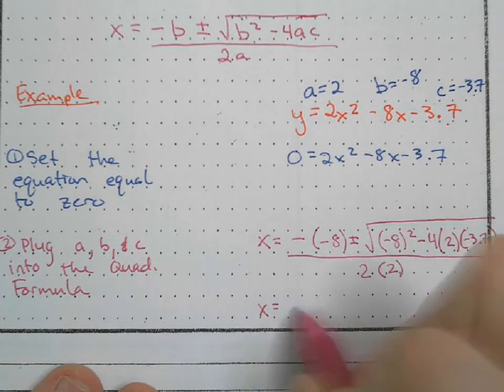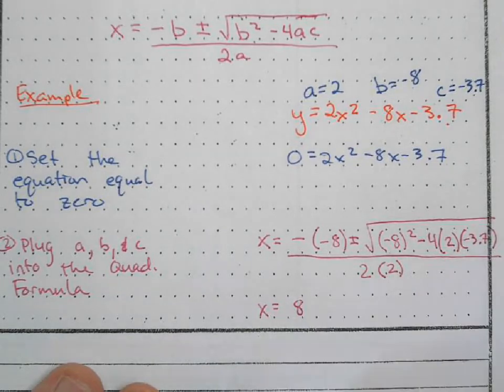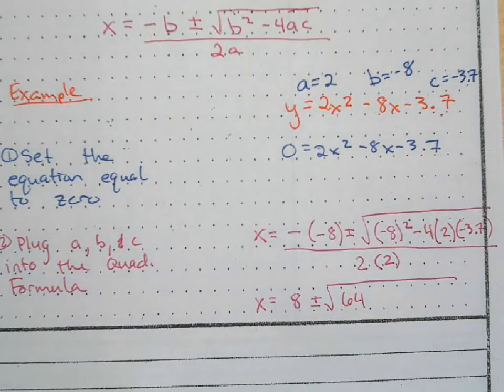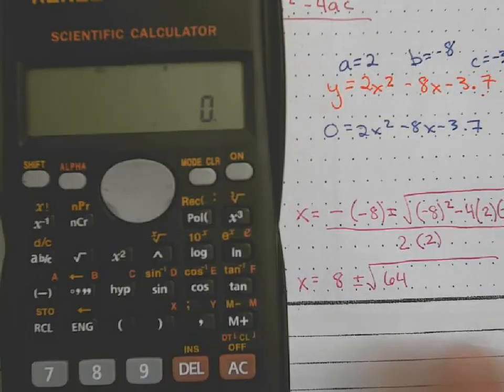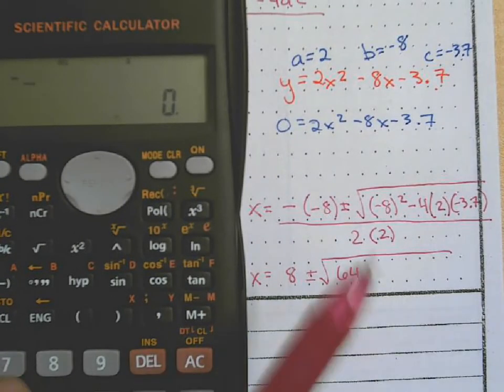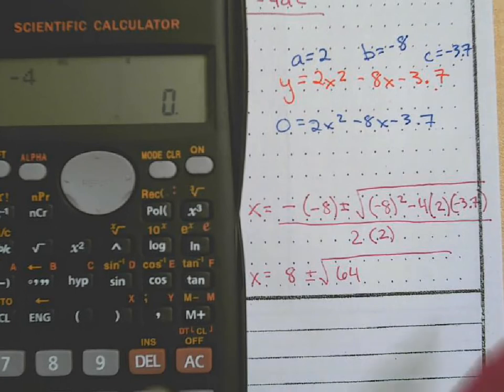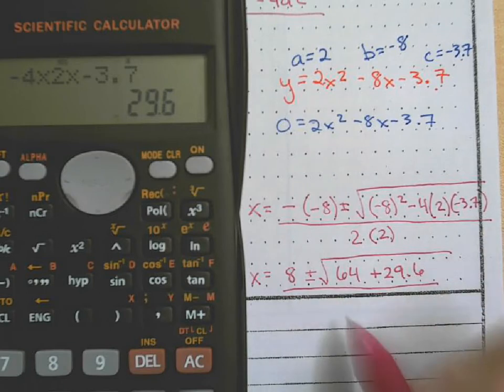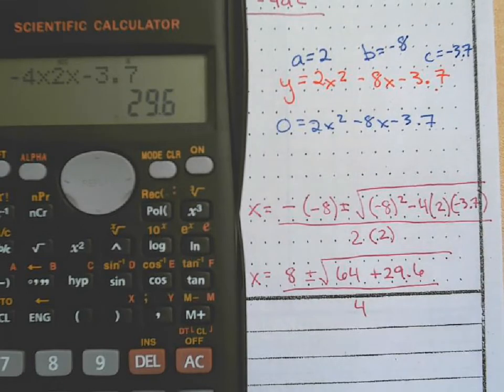We get x equals negative 8 becomes positive 8, plus or minus the square root, negative 8 squared is 64. Then minus 4 times 2 times negative 3.7. So I'm doing this piece right here. I'll say negative 4 times 2 times negative 3.7 equals 29.6. So it's positive 29.6, all over 2 times 2, which is 4.